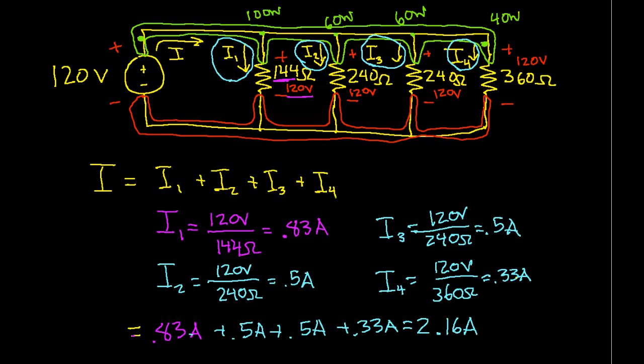That's why I1 is the largest current. The 144 ohm resistor is the smallest resistor. That's why I4 is the smallest current. The 360 ohm resistor is the largest.